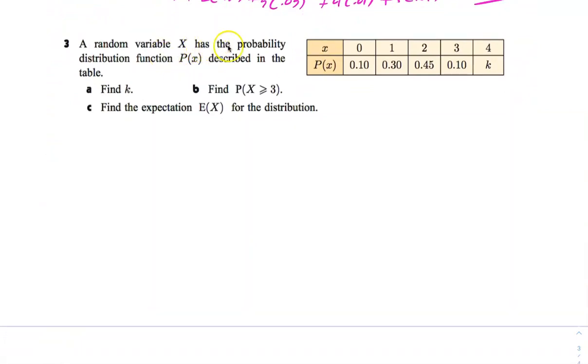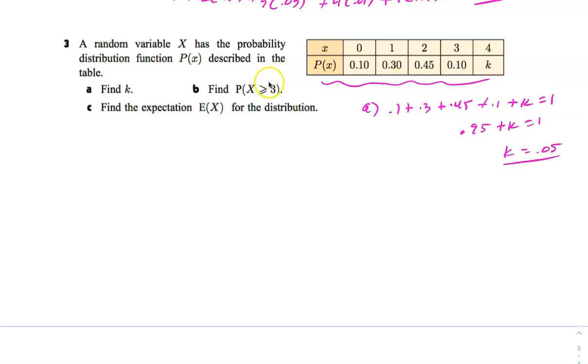The random variable X has the probability distribution function P of X described in the table. So right here, find K. We've done this a lot, right? Let's add them all up. 0.10 plus 0.3 plus 0.45 plus 0.10 plus K equals 1. So I get 0.4, 0.85, 0.95 plus K equals 1. Subtract that, and K equals 0.05.